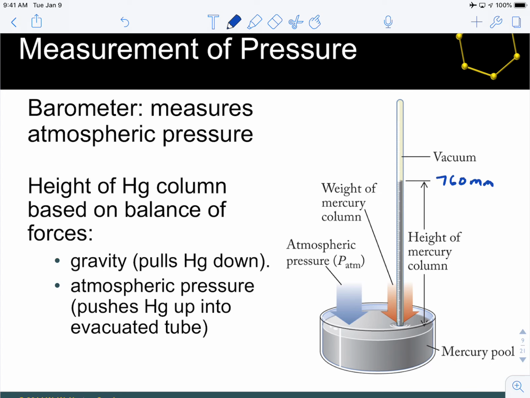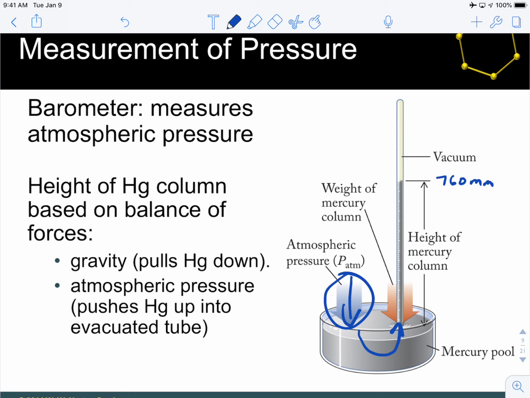You can make a barometer out of a liquid that's less dense than mercury, but if you made it out of something like water, you'd have to have a 33-foot barometer. So that's why mercury is used. It's nice and dense. But what is effectively happening here is that atmospheric pressure is right here, pushing down on this mercury column like this. As a result, it's going to push the liquid up the column.